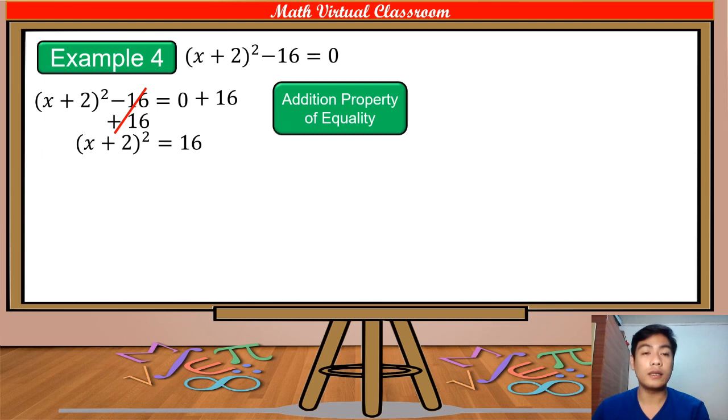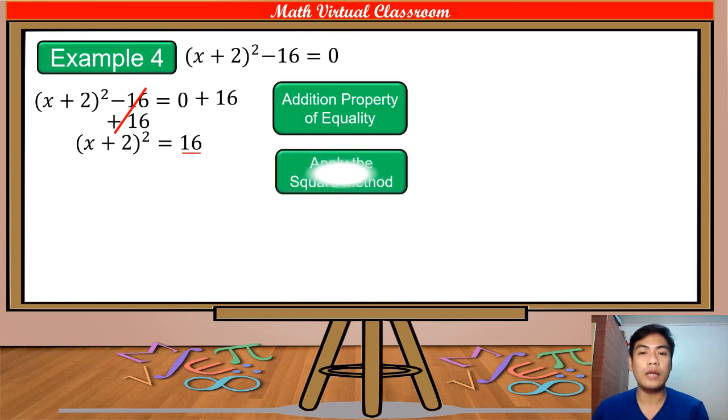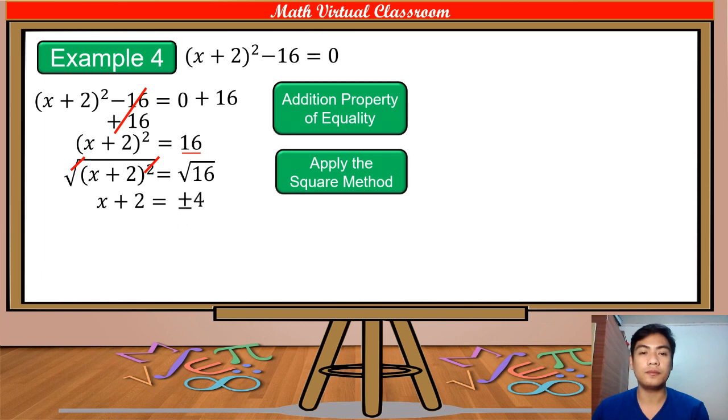So quantity x plus 2 squared is equal to 0 plus 16, which is 16. Now we could apply the square root method. So we have the square root of quantity x plus 2 squared is equal to the square root of 16. The square root of quantity x plus 2 squared is x plus 2. That would be equal to the square root of 16, which is positive or negative 4.